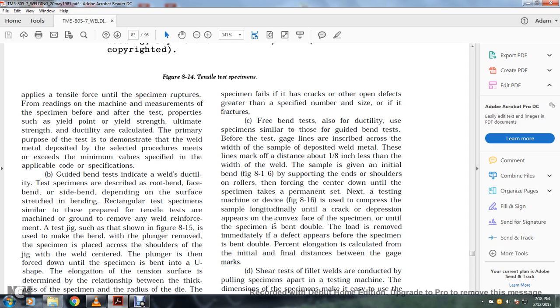or depression appears on the convex face of the specimen. Until the specimen is bent double, the load is removed immediately when a defect appears between the specimen and the bend. The percent elongation is calculated from the initial and final distance between the gauge marks.